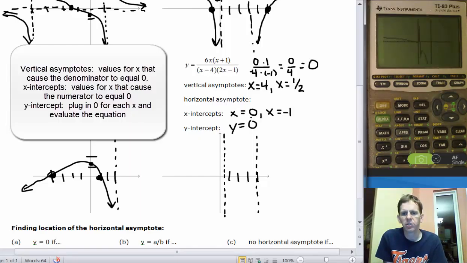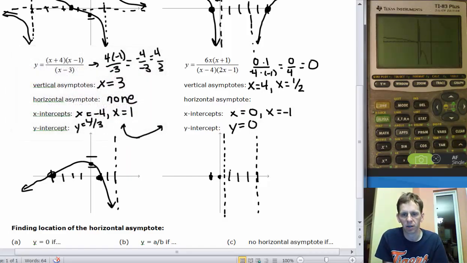Secondly, we have our x-intercepts. There's 2 here, x equals 0, x equals -1. These are pretty close to each other, so we'll put these dots here and here. The y-intercept is equal to 0 because if you plug in 0 for each x into this equation, you'll get 0 times 1 equals -4 times -1. This is equal to 0 over 4, which equals 0. So the y-intercept is actually the same location as the x-intercept.